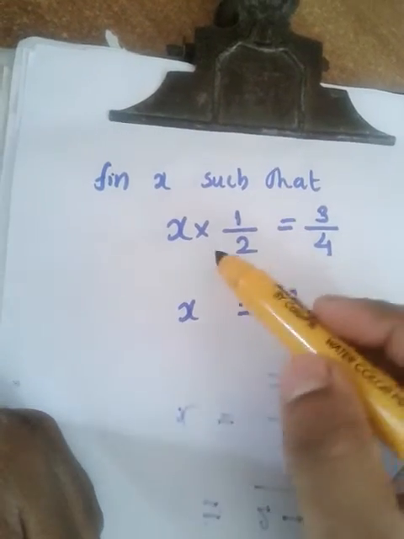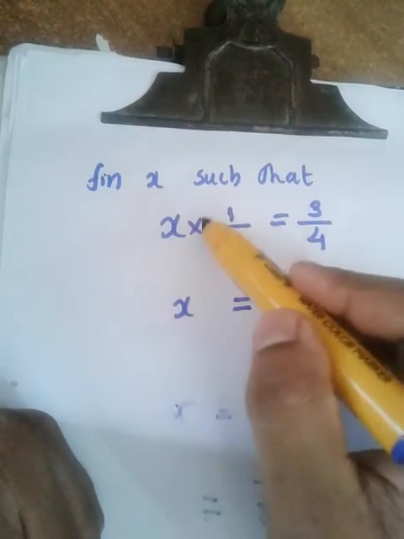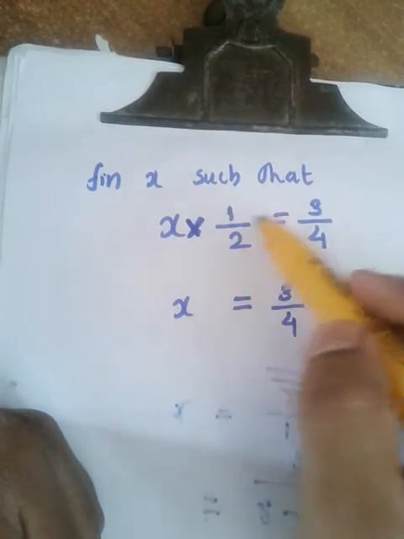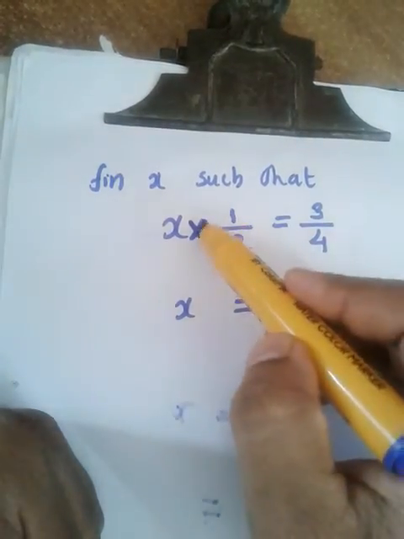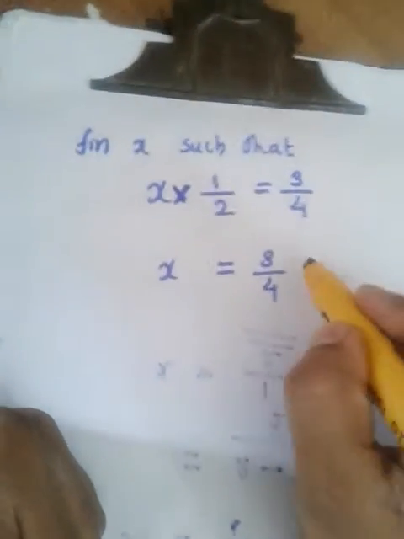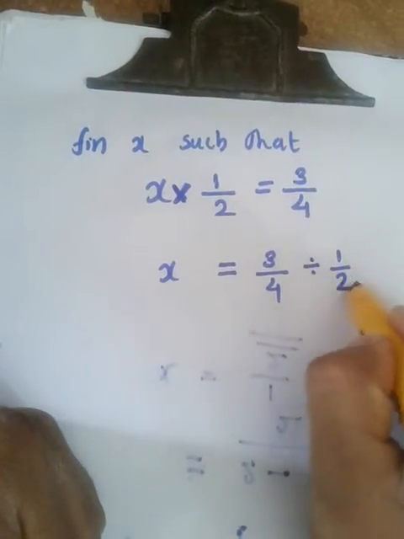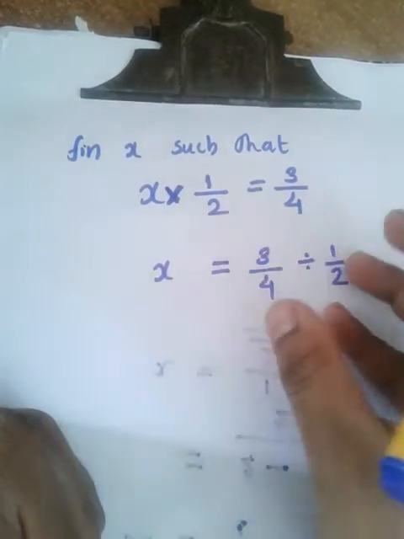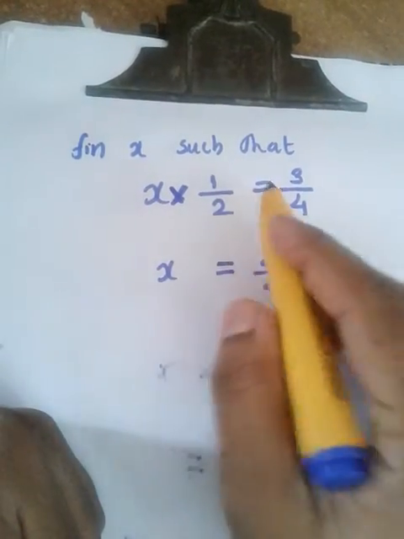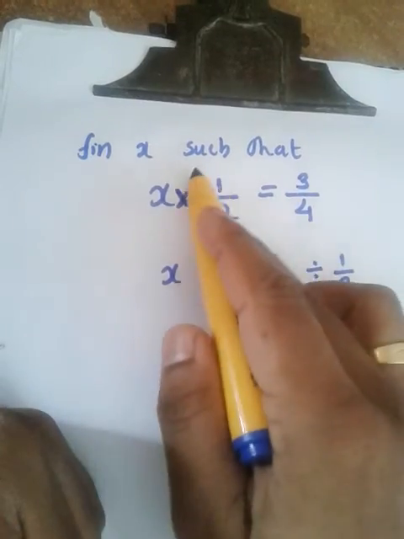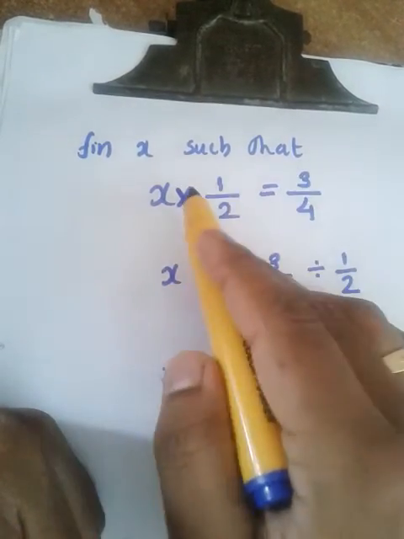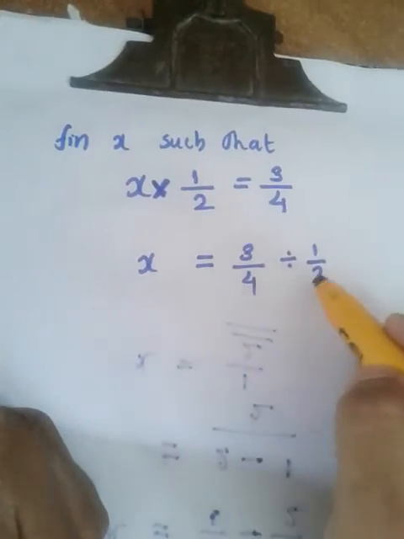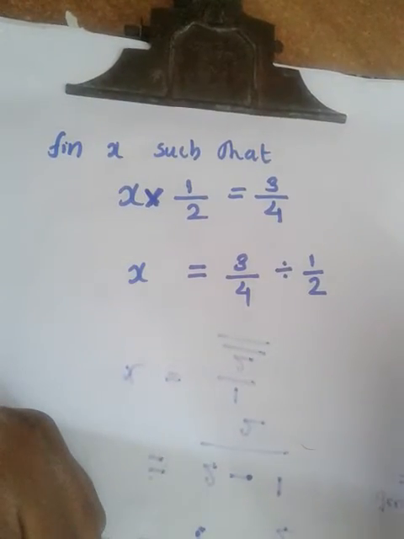As I mentioned, here the term with x is into 1 by 2. We should take that term to the right side. So when you take into 1 by 2 to the right side, it becomes divided by 1 by 2. When we take some term from the left side to the right side of an equality sign, the sign will reverse. That's why into 1 by 2 becomes divided by 1 by 2. Is it clear for you?